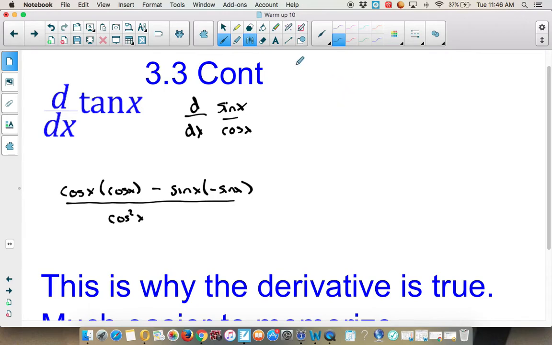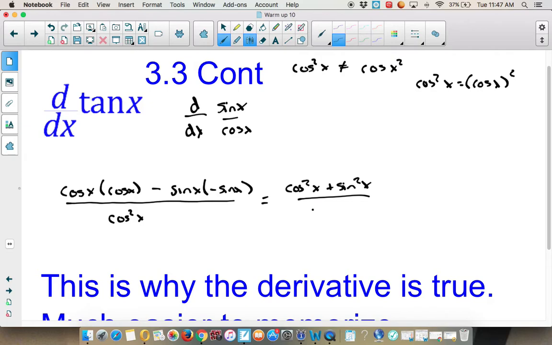And I'm going to do a quick side note up here. Cosine squared x does not equal cosine x squared. Cosine squared x does equal cosine x quantity squared. It's just a faster, more efficient way of writing that. All right, so this is cosine squared x plus sine squared x over cosine squared x. Well, that's 1 over cosine squared x.